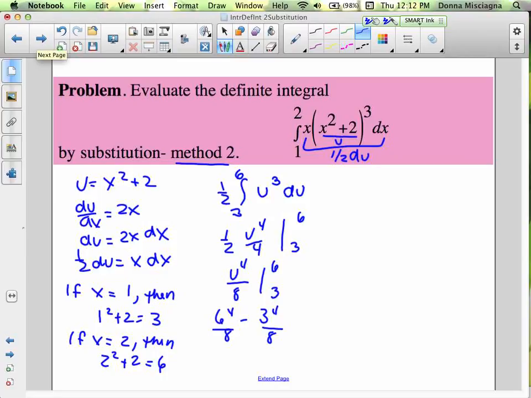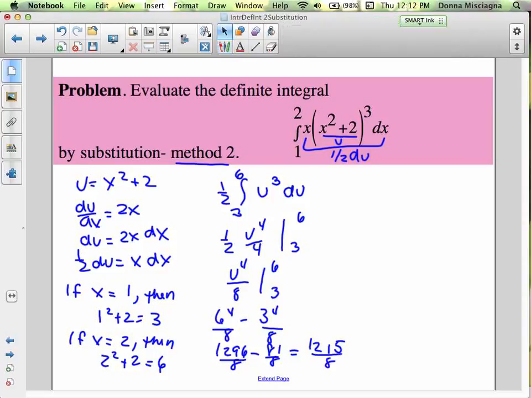Yeah, I remember doing this one. So this would be 6 to the 4th. 6 cubed is 216, so 6 to the 4th is 1296. 1296 eighths minus 81 eighths is going to give us 1215 eighths, and that's not going to reduce because that's not an even number. So see, we got the same answer. This was one where I kind of liked changing the limits because I didn't really want to substitute back into the thing. I think it was a little bit easier to change those limits. Sometimes it makes no difference.